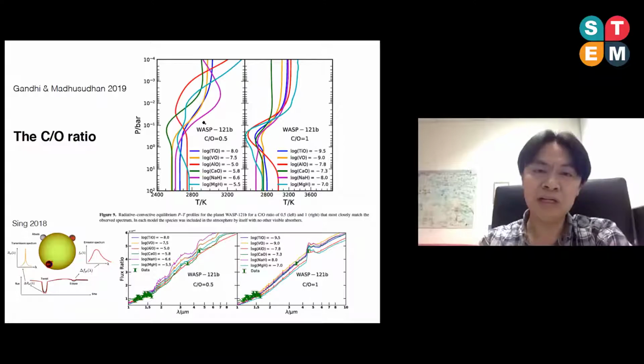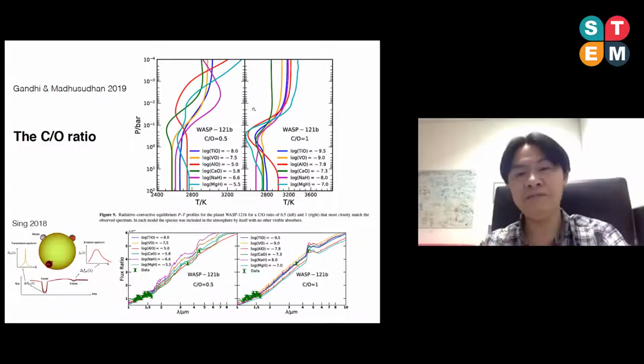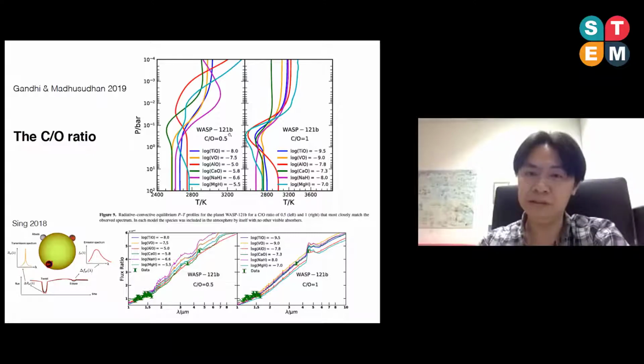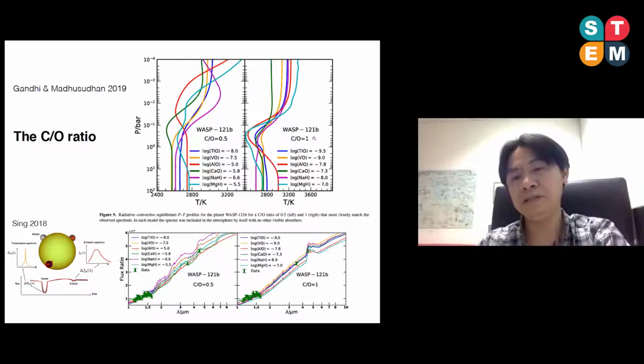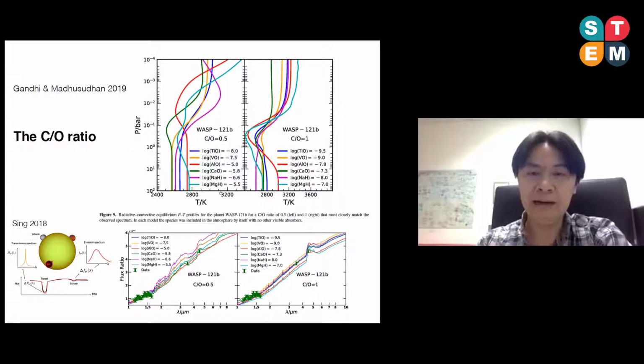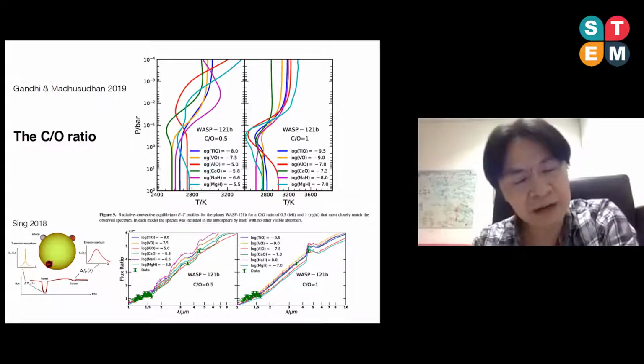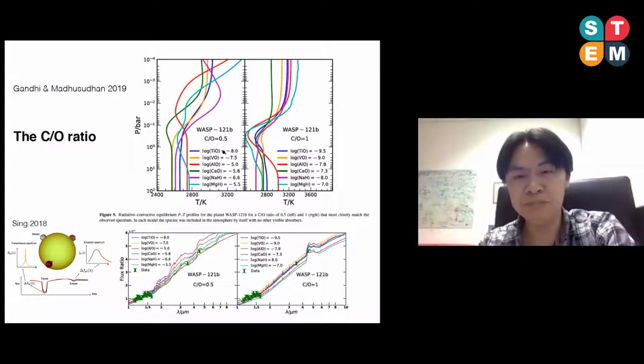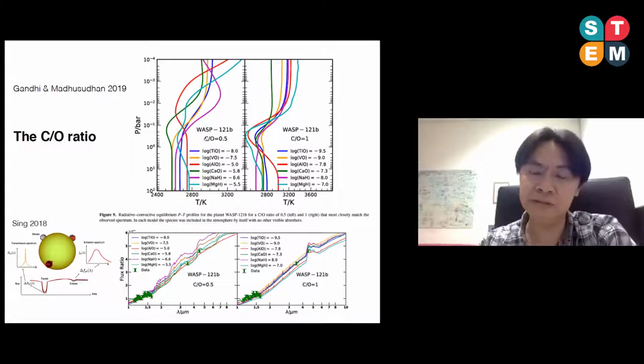From this work, they show that two models work very well to fit the data. The first one is based on a carbon to oxygen ratio equal to the solar abundance, 0.5. The other one is a little bit over solar abundance, C/O ratio equal to 1. So far, with this data, these two models cannot be distinguished. However, in the future, when JWST, the James Webb Space Telescope, comes online, there will be more accurate data to better constrain the C/O ratio.